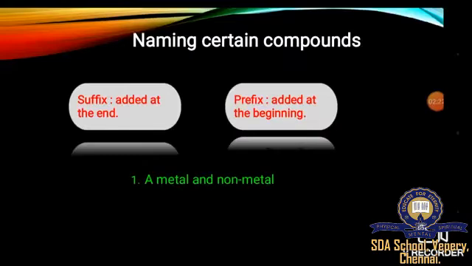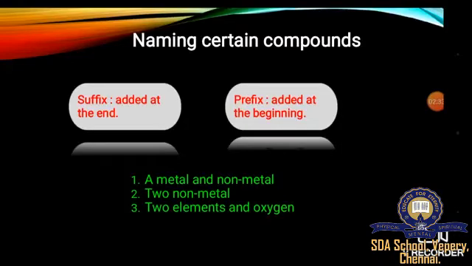We have 5 categories for naming certain compounds. The first one is a metal and non-metal. The second one is two non-metals. The third one is two elements and oxygen. The fourth one is naming of acids. The fifth one is trivial names. Let's see detail about each of the categories.